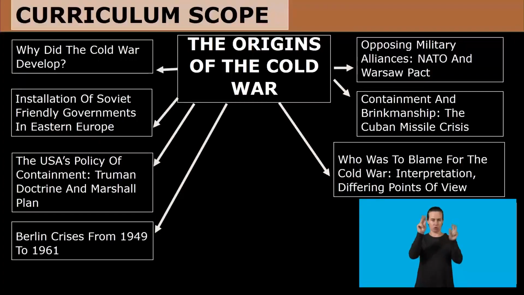When you look at the curriculum scope of the Cold War, even though we're only focusing on the origins of the Cold War, please bear in mind that there are subtopics that you have to know very, very well. I'm sure you're all familiar with them. I'm not going to go over all of them, but you have to know why the Cold War developed. You need to know the United States policy of containment, Truman Doctrine, Marshall Plan, and then the Berlin Crisis, containment and brinkmanship, and the Cuban Missile Crisis.